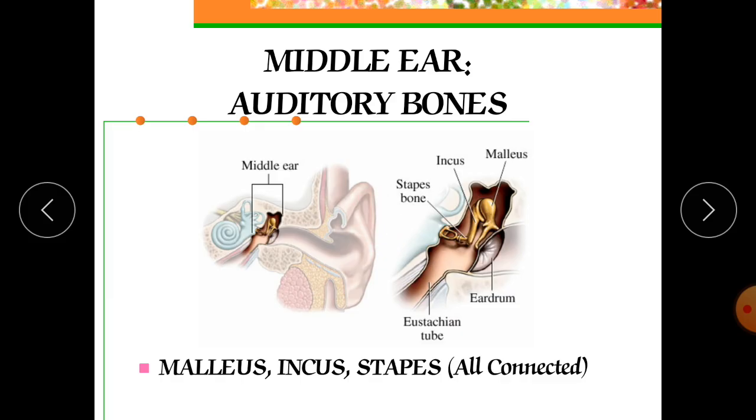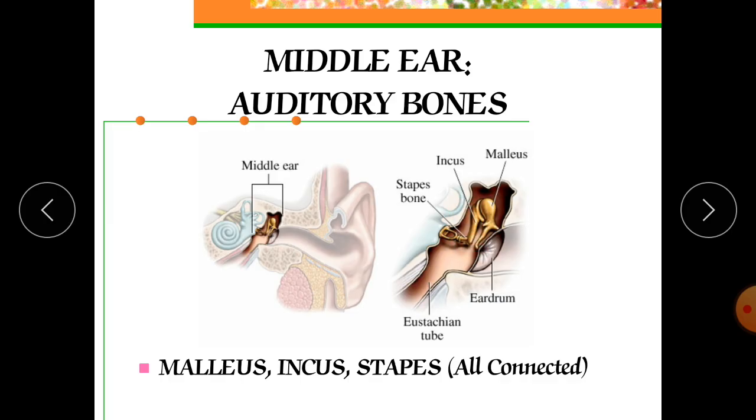The handle of the malleus, if you see here, is attached to the internal surface of the tympanic membrane. The head of the malleus articulates with the body of the incus. Here you can see it articulates with the incus.